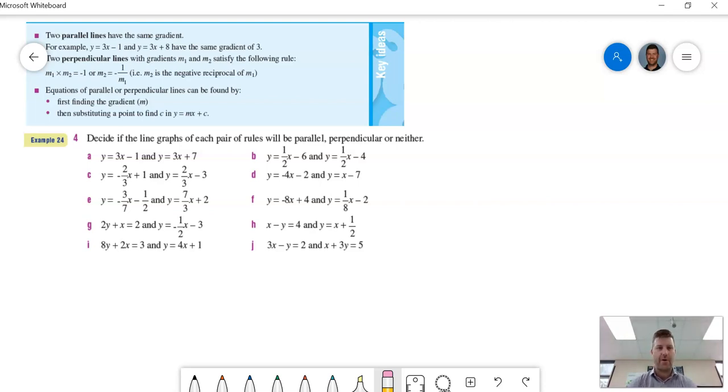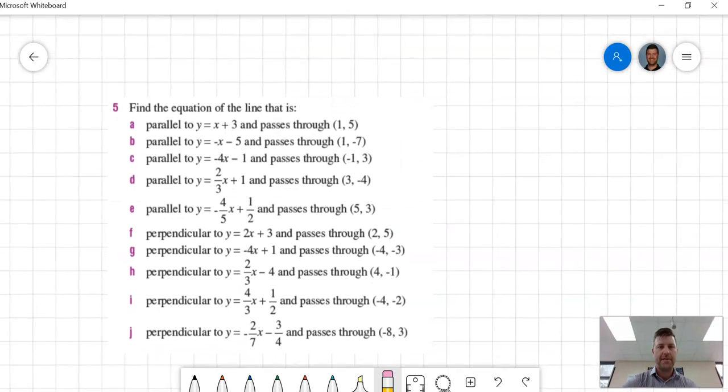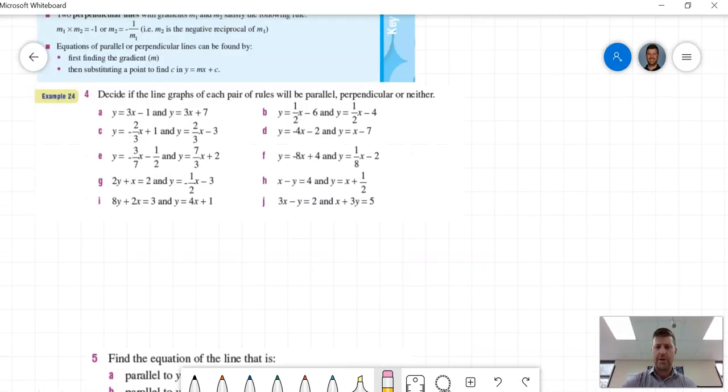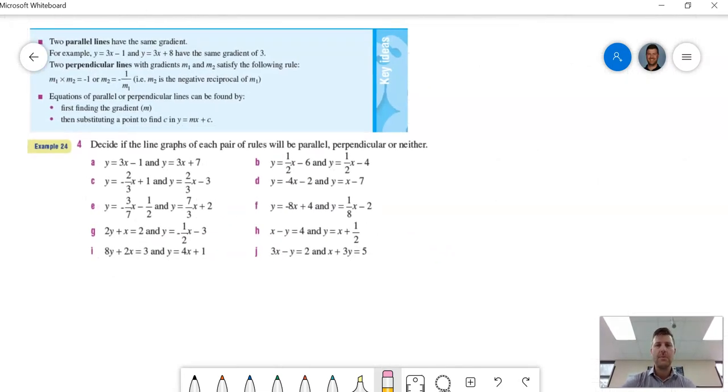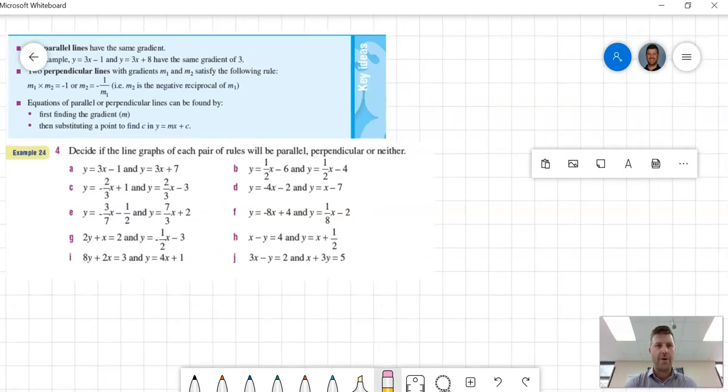I'm going to take a couple of questions from 4 and from 5 in your textbook, and that's what I'd predominantly like you to work through today. But I'll also set some more questions up on DayMap as well as a bit of an extension. Now, before we get started, I just want to recap parallel and perpendicular lines.